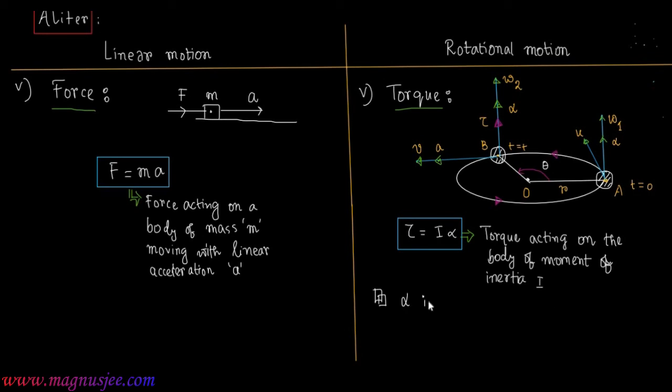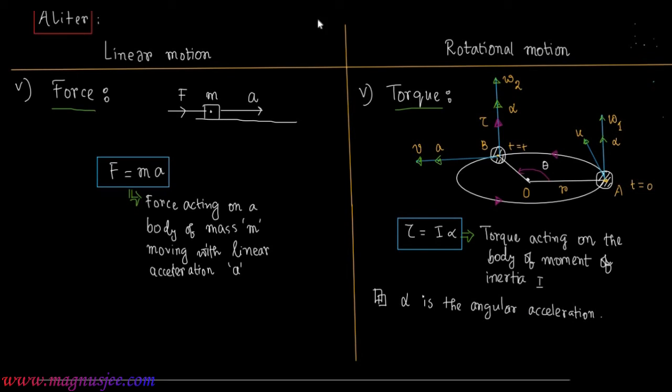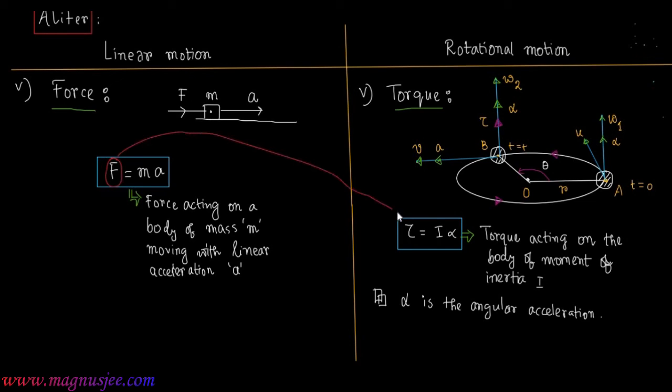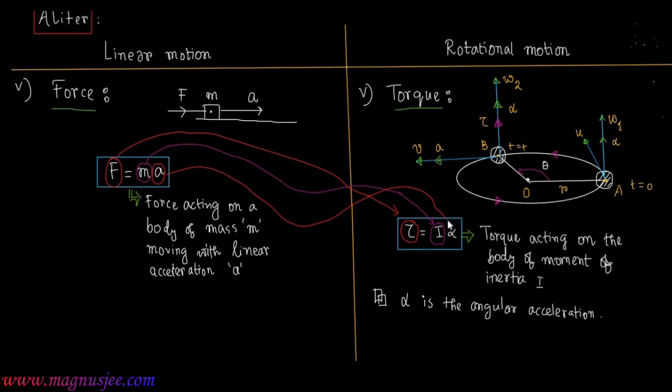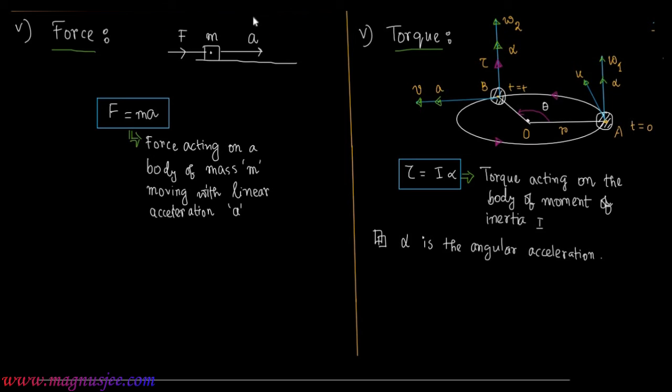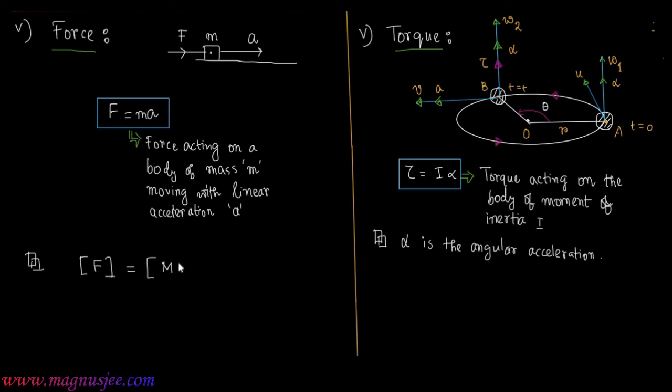So now we can find the dimension here. Alpha is the angular acceleration of the body revolving in an anticlockwise direction in a circular orbit. Now force is comparable to torque. Mass in linear motion is comparable to moment of inertia I in rotational motion. Tangential acceleration a is comparable to angular acceleration alpha in rotational motion. Dimension of force is equal to M L T to the power minus 2.